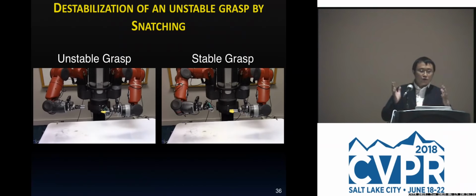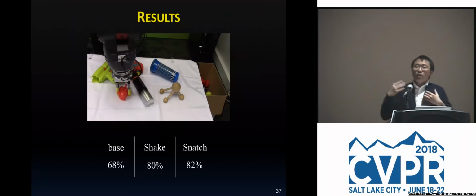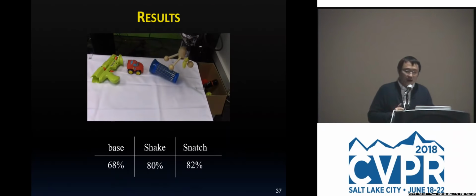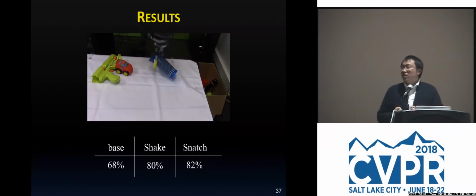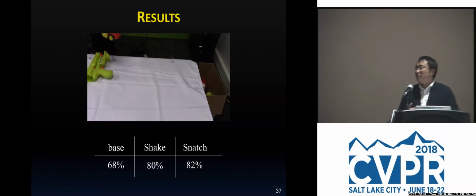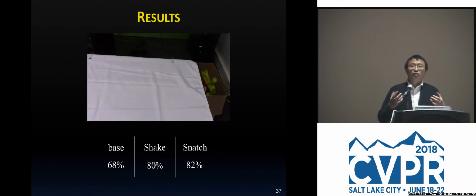We have tried to train these learners on tens of objects, and here are the results of the grasping. This is a demo of the grasping results. You can see that if we use the baseline without these adversarial agents, the grasping accuracy is around 68%. If you use the adversarial shaking strategy, training together with the grasping strategy, the accuracy is around 80%. And snatching is similar.